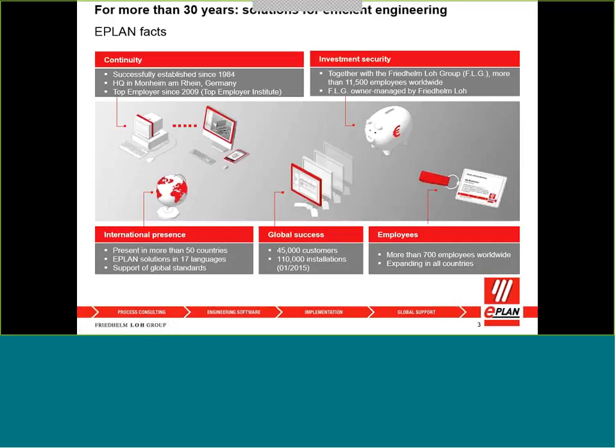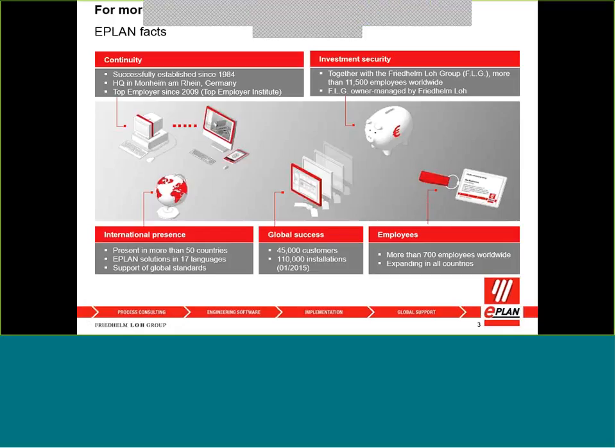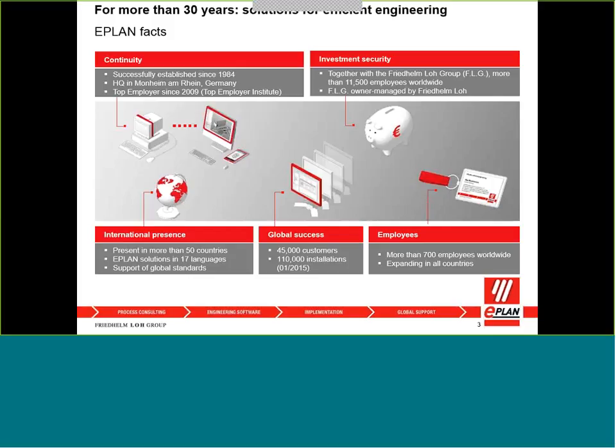For your information, EPLAN has been successfully established since 1984, so we have been in the market for more than 30 years. Our HQ is based in Monheim, Germany, and we have been awarded the top employer since year 2009. EPLAN belongs to Friedhelm Loh Group, Germany, and we are now present in more than 50 countries, with our solutions in 17 languages. Our software supports global standards, including the IEC standard. We have more than 45,000 customers and more than 110,000 installations.